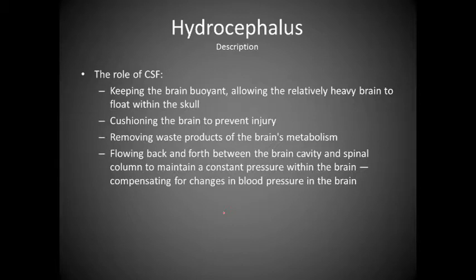Also, its role is to flow back and forth between the brain cavity and spinal column to maintain a constant pressure within the brain. And it compensates for changes in blood pressure in the brain. So, as we know, our blood pressure is constantly fluctuating, and the cerebrospinal fluid is in charge of normalizing this for the brain.